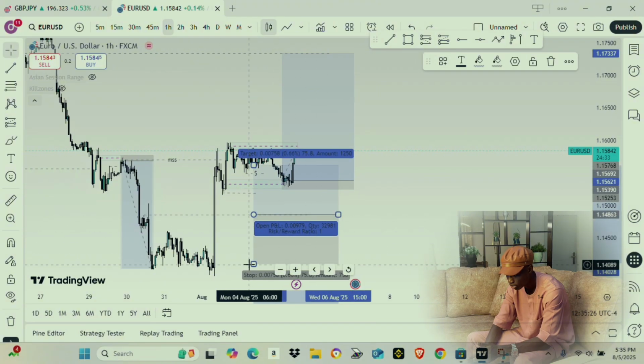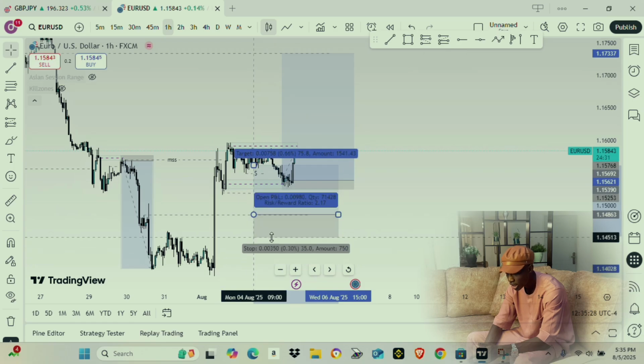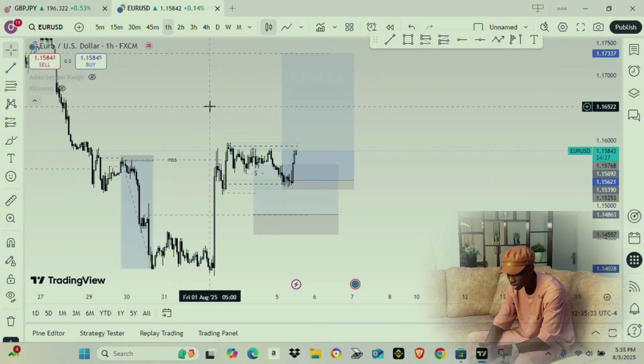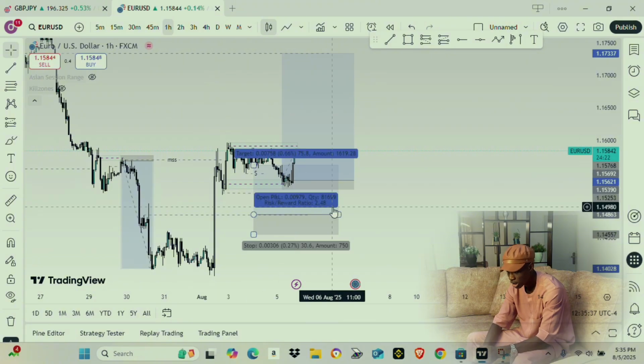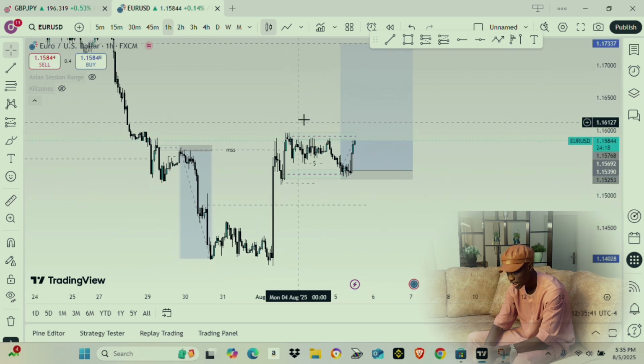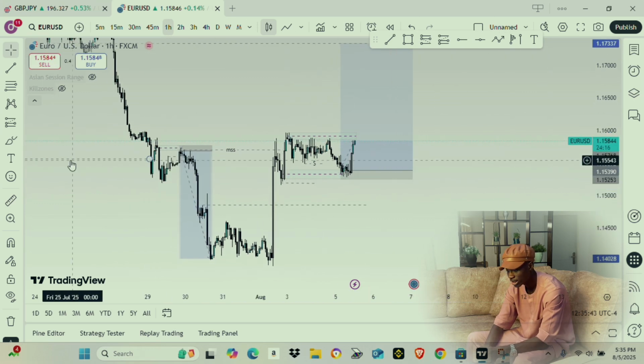That's why I have this breaker block, and I marked out this breaker block for my entry. So I was calculating that okay, if market comes back to this breaker block, I can actually buy my trade from there. But what happened? Towards yesterday and this morning and midnight, and stuff like that, market was consolidating, right?